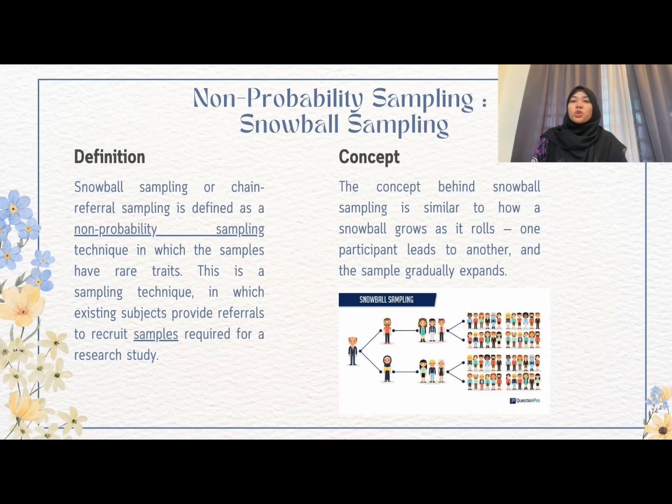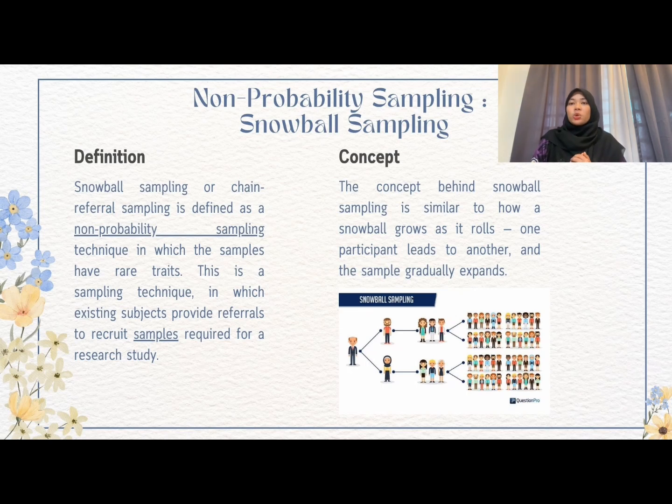Next, we go through snowball sampling. Snowball sampling is a non-probability sampling technique where existing participants help recruit future participants from among their acquaintances. This method is often used when the population is hard to reach, hidden, or not easily identifiable, such as individuals in specific social groups, rare disease patients, or members of underground communities. The concept behind snowball sampling is similar to how a snowball grows as it rolls. One participant leads to another and the sample gradually expands.